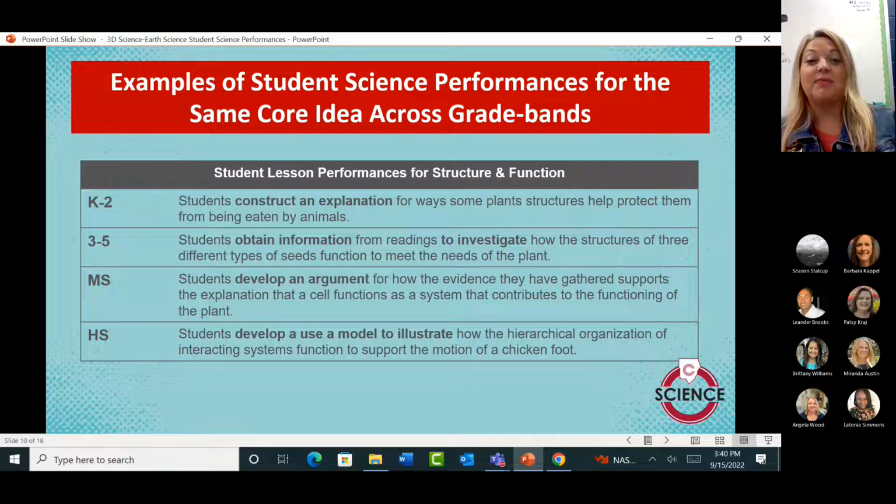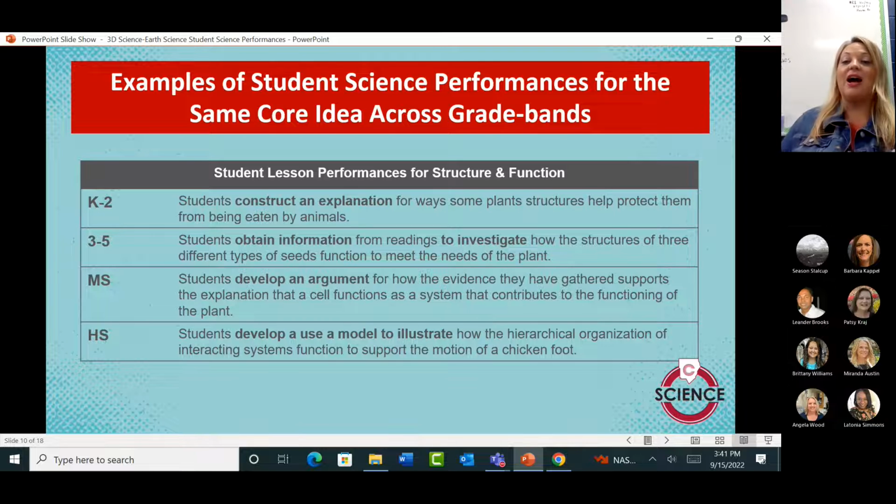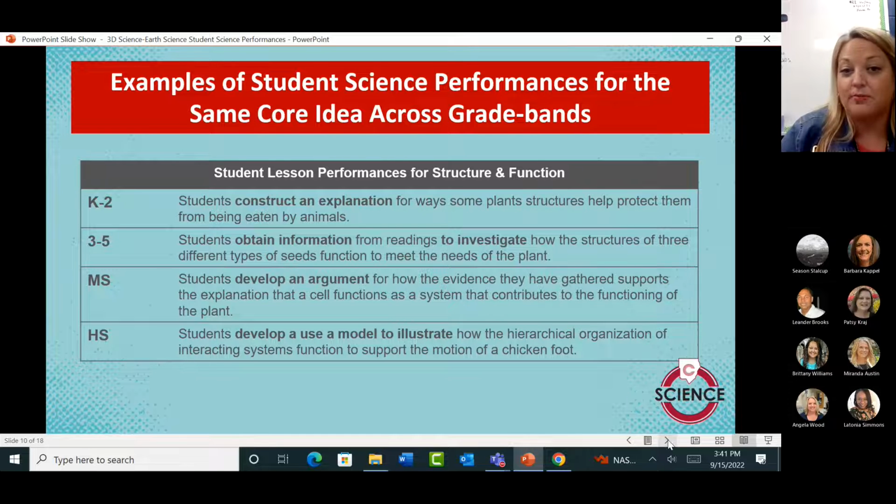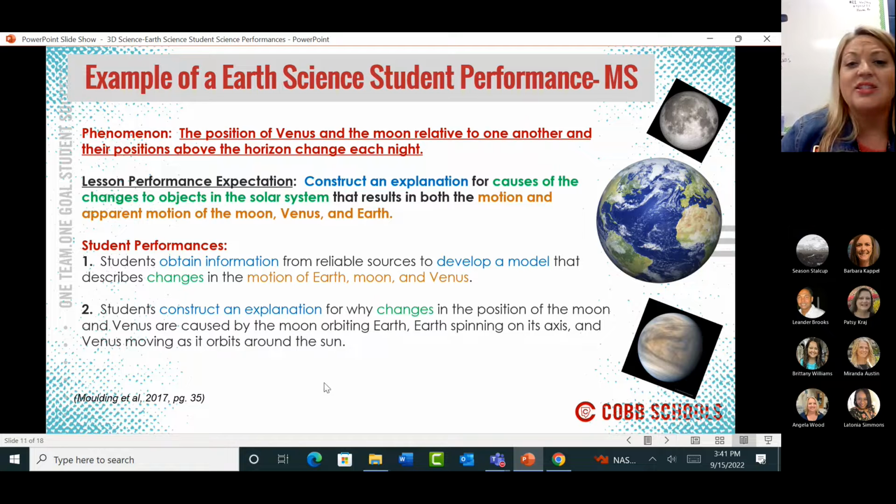And then taking a step further, bumping it up, high school level, students develop and use a model to illustrate how the hierarchical organization of interacting systems function to support the motion of a chicken foot. So this is all centered around structure and function. That's just an example. So let's look at an example of an earth science student's performance for middle school.